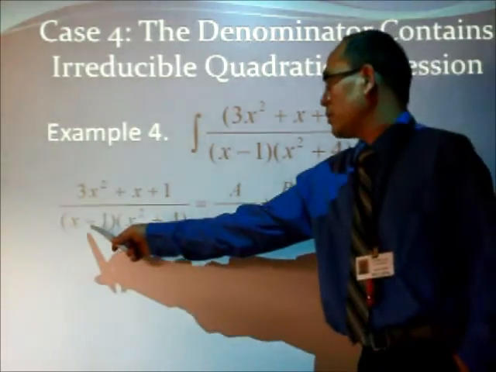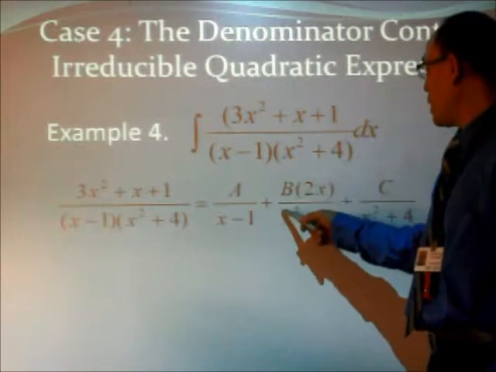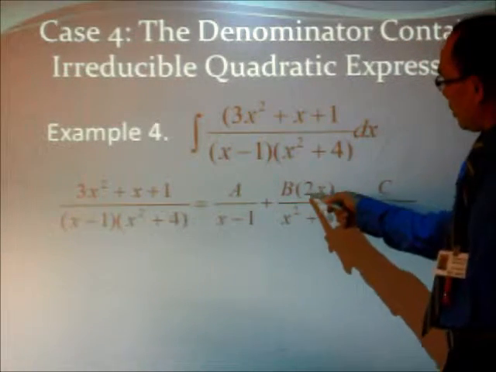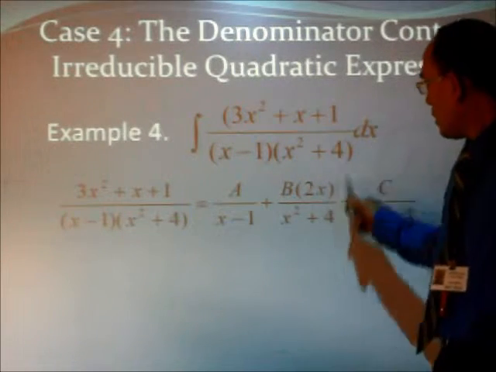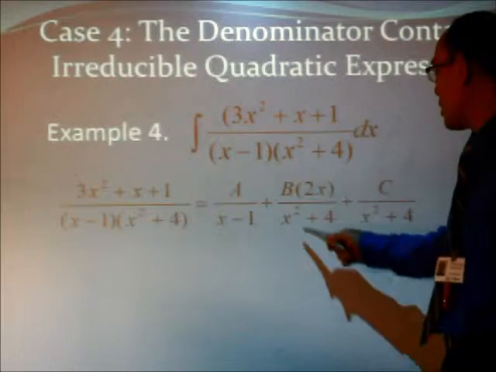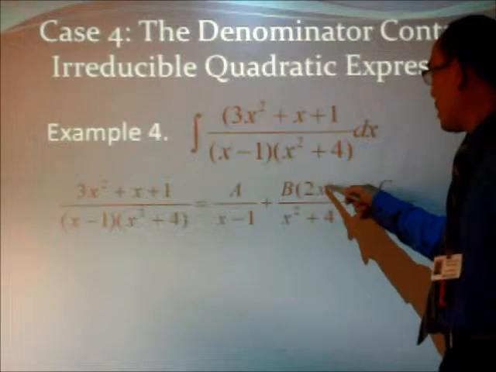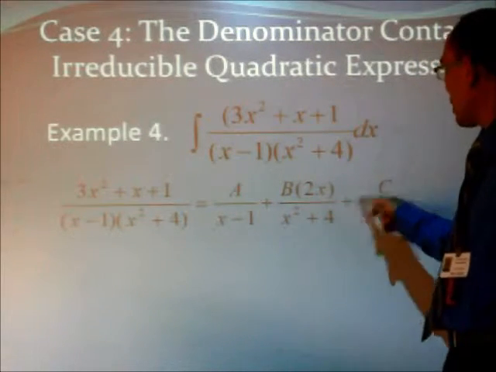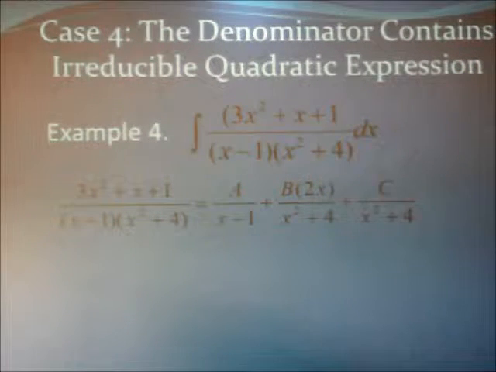So we have to break up the two factors. First a over x minus 1, plus b times 2x. Where did I get it from? Because I want that later on when I do the integration, I would like to see the derivative of this denominator on the numerator, and of course plus another c over x squared plus 4. This is how we set it up if we have a denominator that contains a reducible quadratic expression.